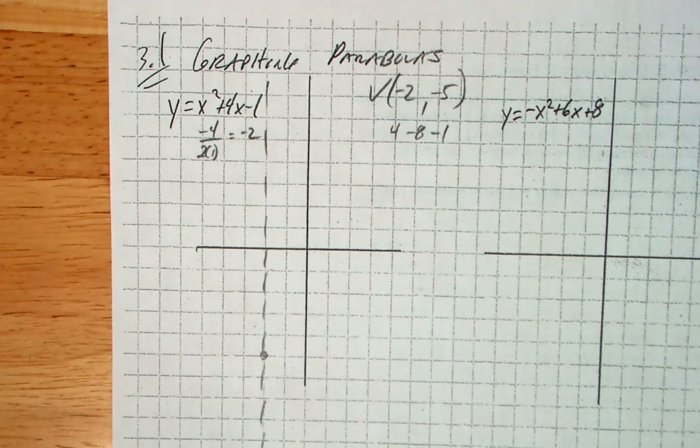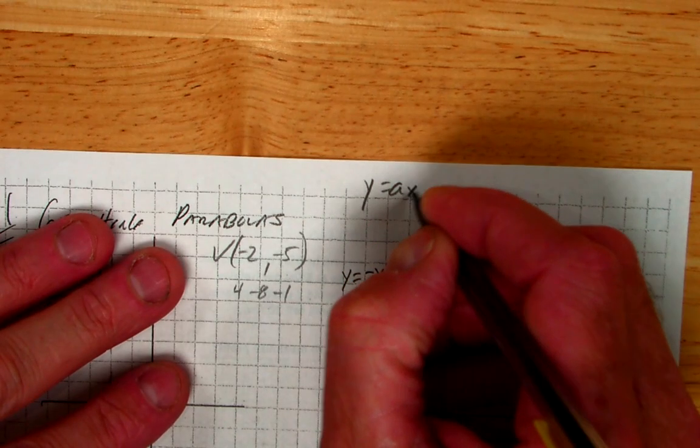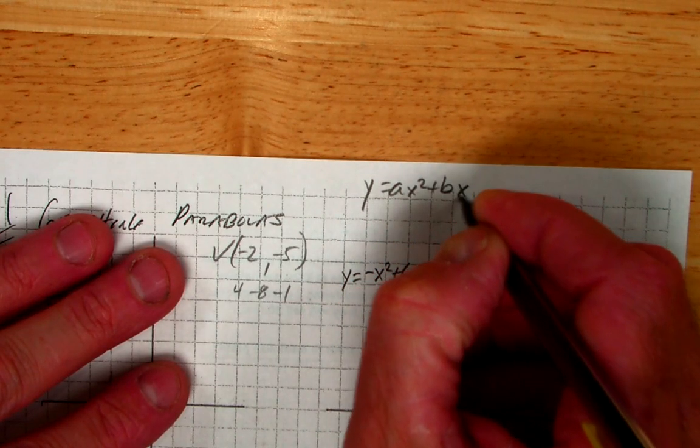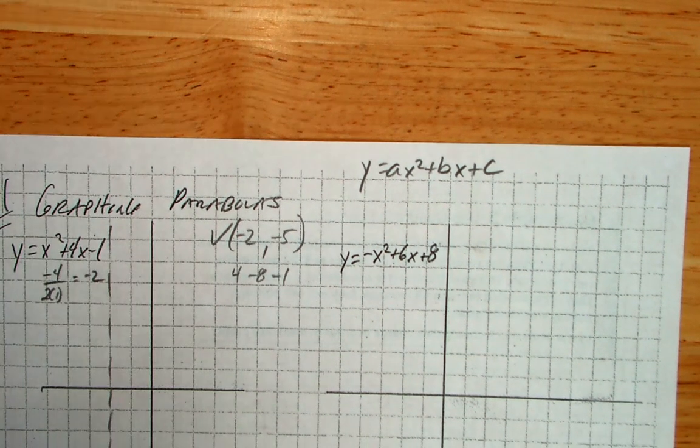Oh, there's something I forgot to do. There's some important stuff about parabolas that I did not leave space for. So let's go way up top here, and let's write this. y equals ax squared plus bx plus c. I want to talk real briefly about what a does to my graph, what b does to my graph, and what c does to my graph, because they each change it in their own unique way.